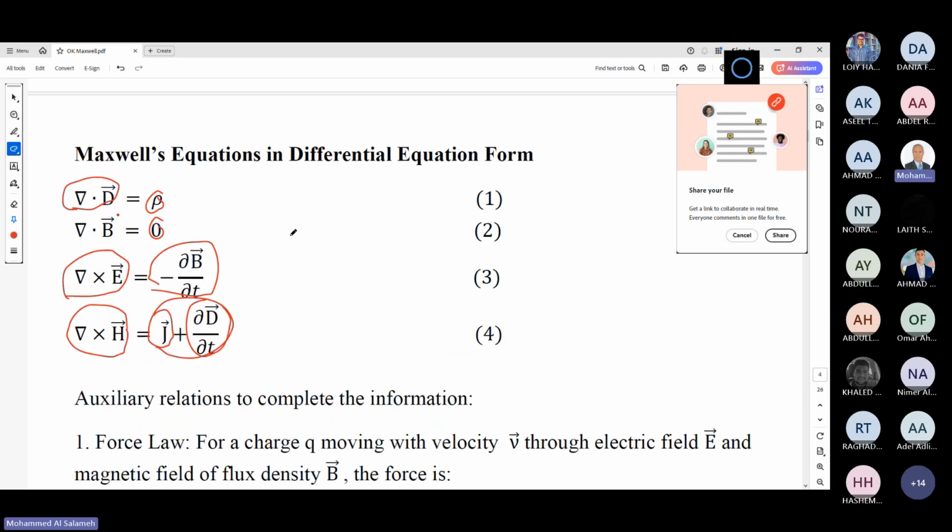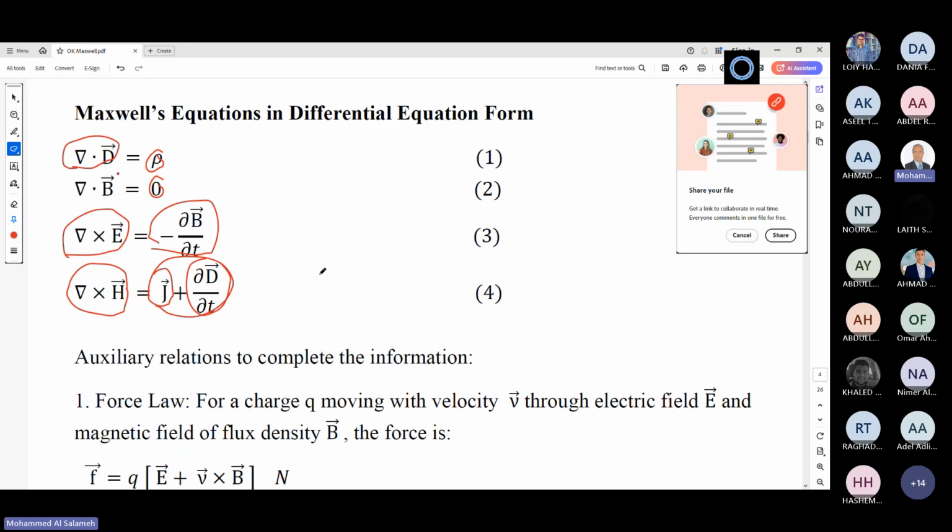Now these equations, these are 3 equations here, yes? Because dx, dy, dz, 3 components. So we'll have 3 equations. And this here will have 3 equations, 6 equations, okay? And this here, 3 equations, and here 3 equations, 12 equations. And how many unknowns? We have them here, okay, and rho v. So we need auxiliary relations to complete the information.